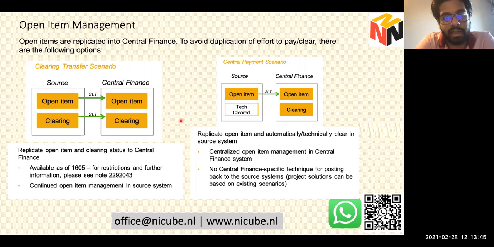What is on the right-hand side? We have an open item in source that's technically cleared, and then we have an open item in target, and then your clearing will happen directly in target. So rather than receiving a payment in source, it will be directly in the target system.